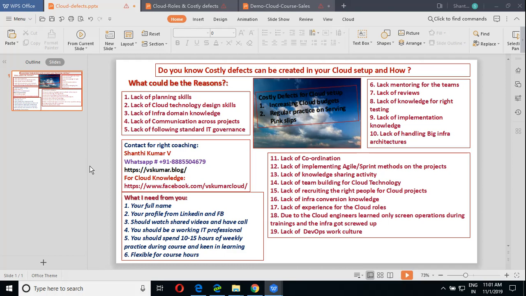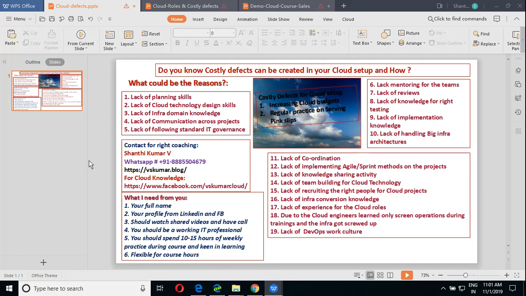Then ninth one is lack of implementation knowledge. Yes, you are well equipped with AWS skills or Google Cloud or Azure skills. There is no doubt. But how to implement? Do you have implementation knowledge? Do you have the domain knowledge?